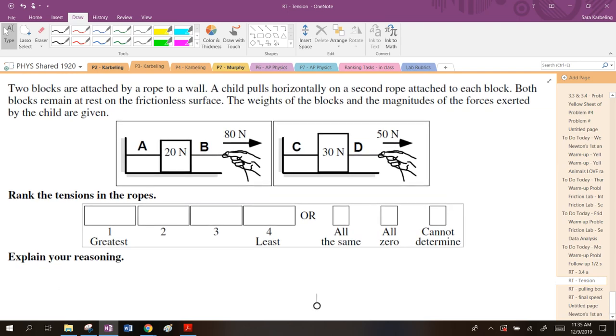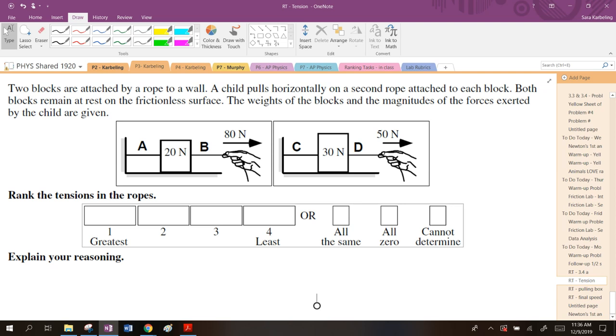Again, friends, this is all physics that you know. It just looks a little different. But apply the same principles that you had before. I'm going to read it to you, then I'll give you 1 minute to think by yourself, and then I'm going to let you discuss. All right, so here we go. The 2 blocks are attached by a rope to a wall. A child pulls horizontally on a second rope attached to each block. The blocks remain at rest on the frictionless surface. The weights of the blocks and the magnitudes of the forces exerted by the child are given. It says rank the tensions in the ropes. So I'm going to give you just a moment to think about this by yourself, so it should be quiet, physics time, and then I'll give you time to discuss, okay?